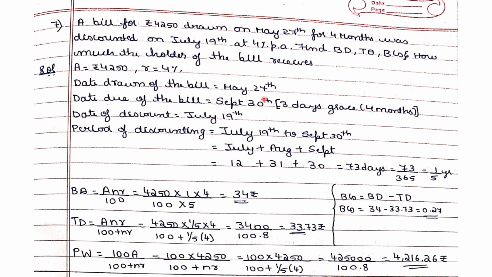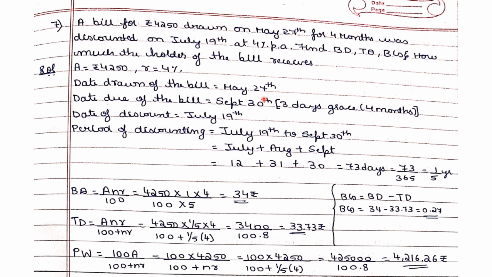So it will be June 27, July 27, August 27, September 27. So for 4 months, calculate according to the date. It will be September 27. So there will always be 3 days of grace period. So for 27 September, add 3 days, that is 28th, 29th and 30th. September 30th is the due date of the bill.